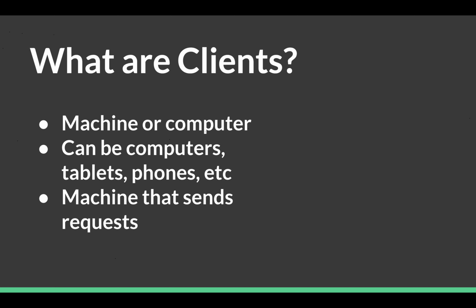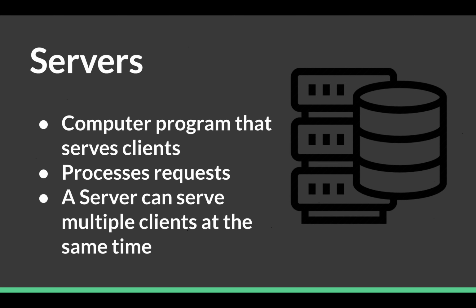So, what are clients? Clients can be a machine or a computer, and they're usually what the user has. They can be computers, tablets, phones, or other devices, and the client is the one that sends the request. Servers. What are servers? They're not actually devices, but instead computer programs that serve the clients. What they do is process the request from the client and serve it. And a server can serve multiple clients at the same time.